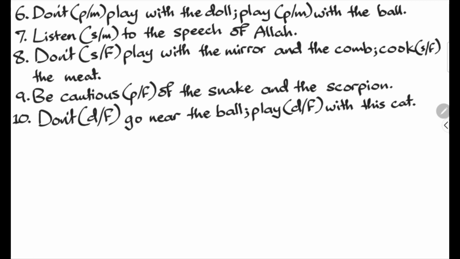Number 6 is don't, plural male, play with the doll. Play, again plural male, with the ball. So number 6. Play in Arabic is la'iba. Bring that on the nahi of plural male. La taf'alu. And you get La tal'abu. La tal'abu. With is bi. The doll is ad-dumyah. Bid-dumyah. And since ba is harful jar, ad-dumyah is going to get a kasrah on the last letter, which is the round ta. La tal'abu bid-dumyati.